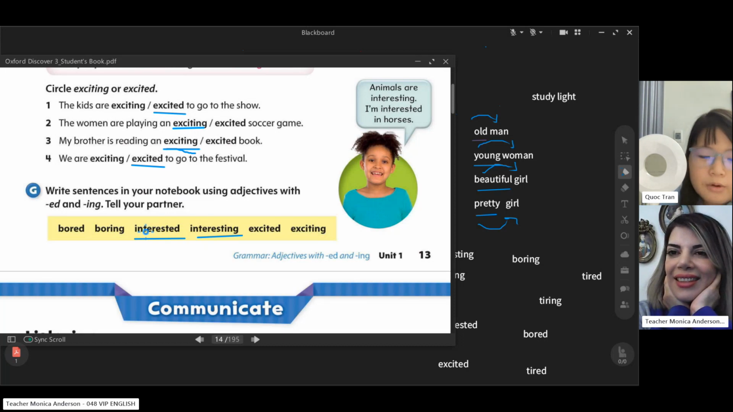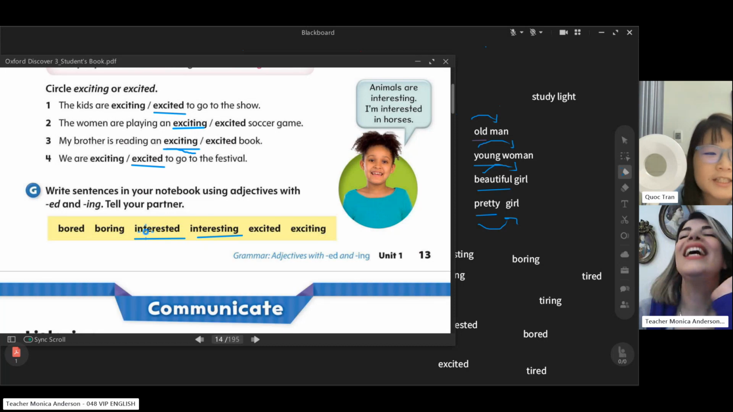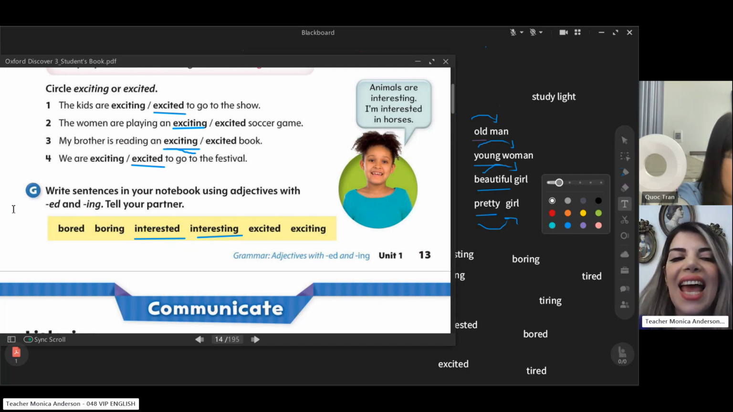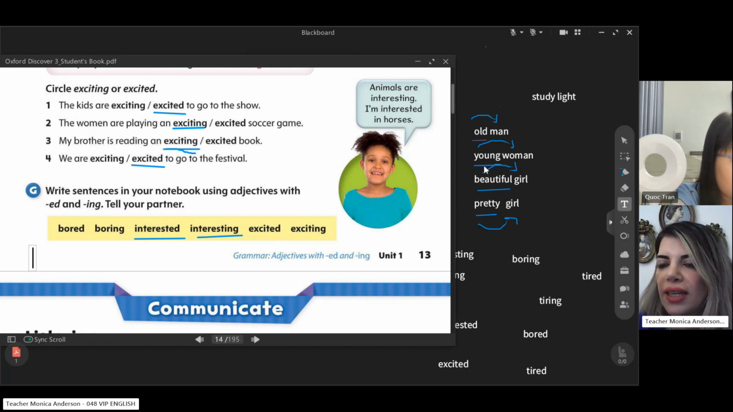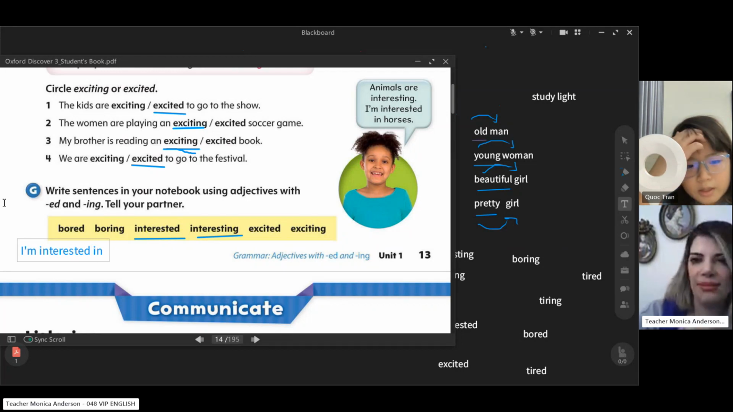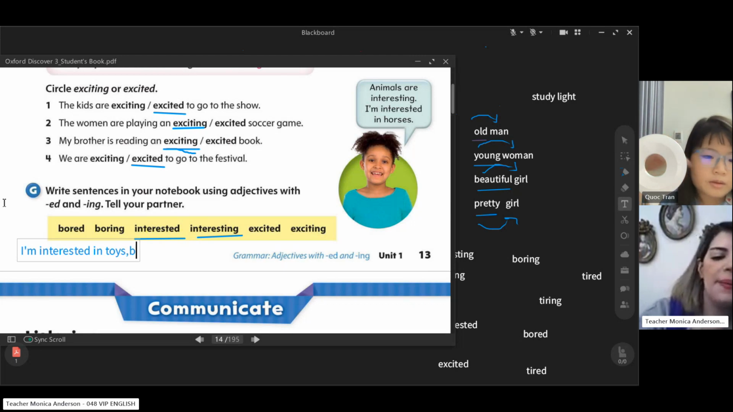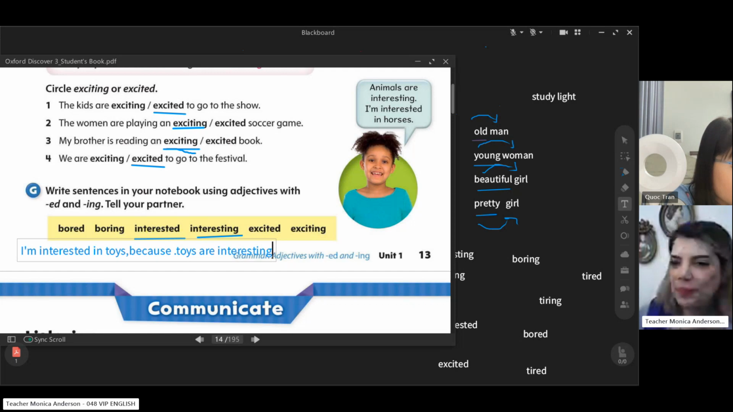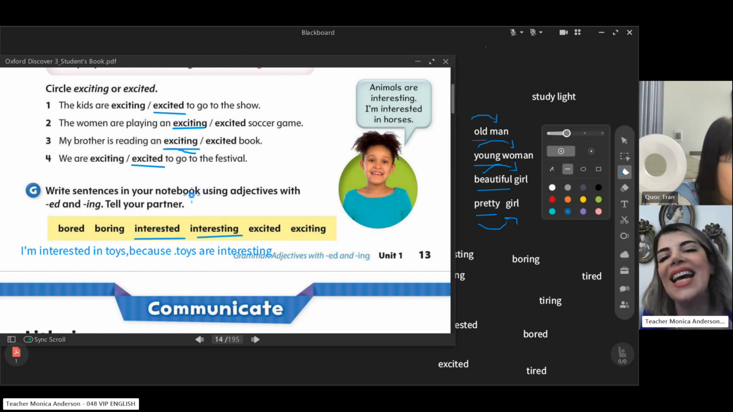I'm very interested because my toys are interesting. That's great. But let me say something else. When you use interested, you say, okay, let me change the color of this to blue. So you say, I'm interested in toys because, for example, toys are interesting. So you say, I'm interested in toys. So you say interested in, okay? Great. Excited and exciting.